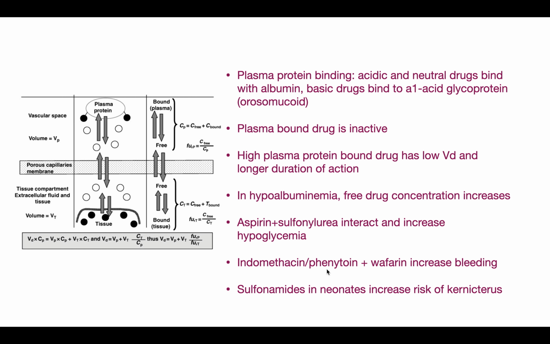Indomethacin or phenytoin, along with warfarin, interact and increase bleeding. Sulfonamides in neonates will increase the risk of kernicterus. It's not really an interaction, but the liver in babies is not quite mature, so unconjugated bilirubin will be present, and this will increase the amount of unconjugated bilirubin.